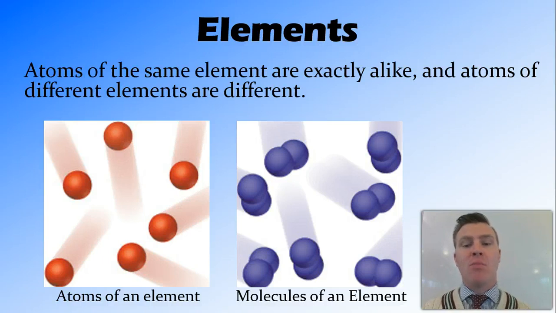But we can also have molecules of an element. This is where two or more atoms of the same element are bonded together. An example of this would be oxygen gas. So oxygen gas, O2, has two atoms of oxygen bonded together. So floating around are lots and lots of molecules made of two atoms of oxygen. So that is molecules of the element oxygen.